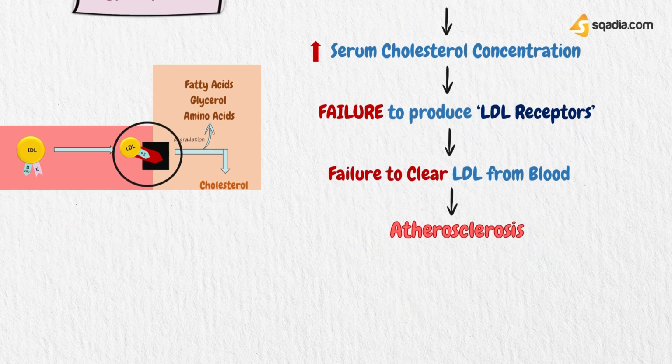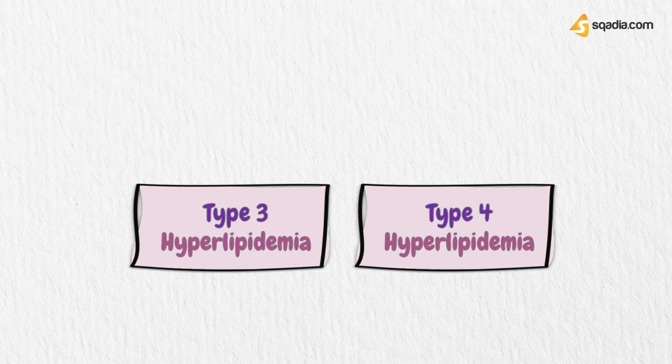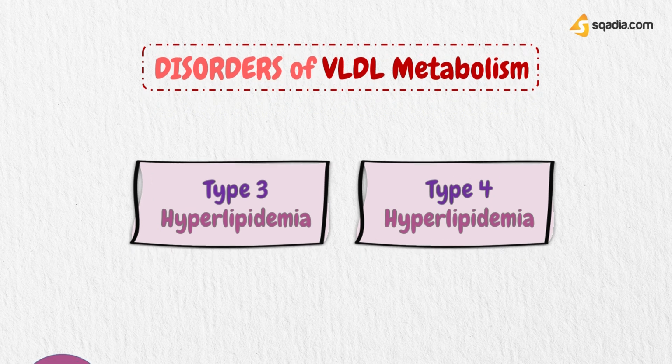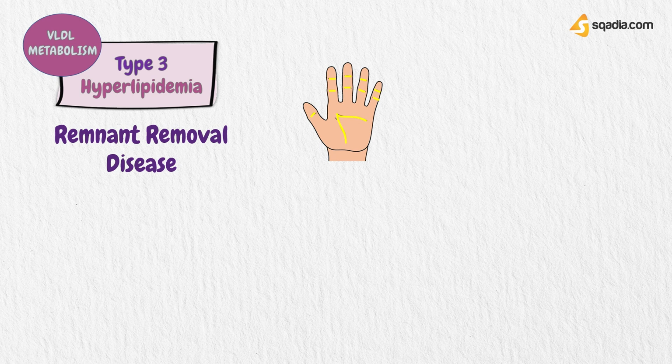Next, we will discuss the disorders of very low-density lipoprotein, or VLDL. It includes type 3 hyperlipidemia and type 4 hyperlipidemia. Type 3 hyperlipidemia is also called remnant removal disease. Patients have yellow streaks in the palmar creases of their hand, which is pathognomonic of type 3 hyperlipidemia.